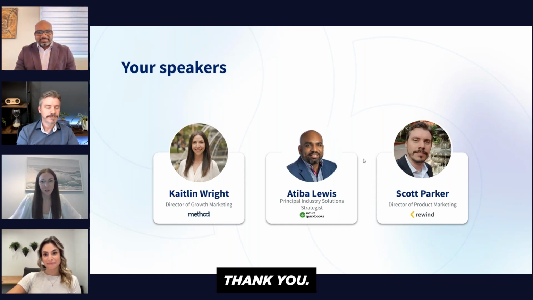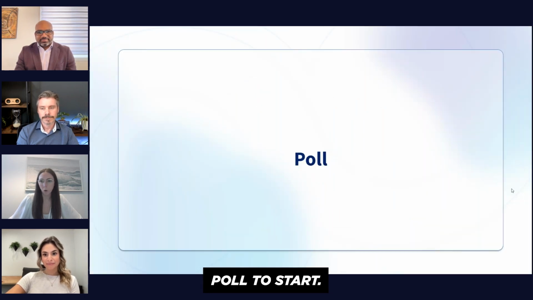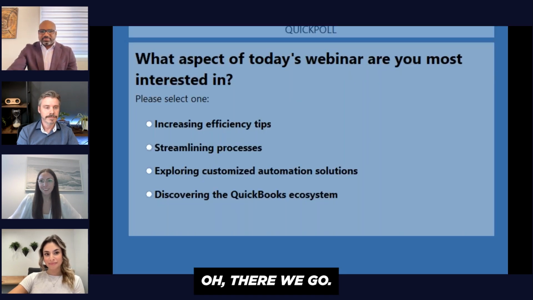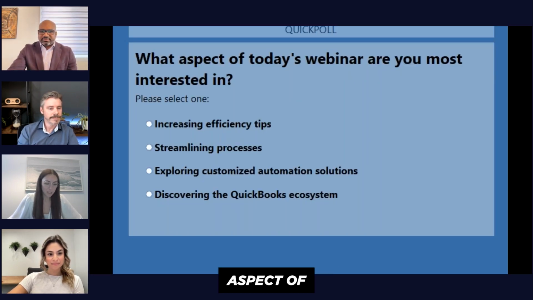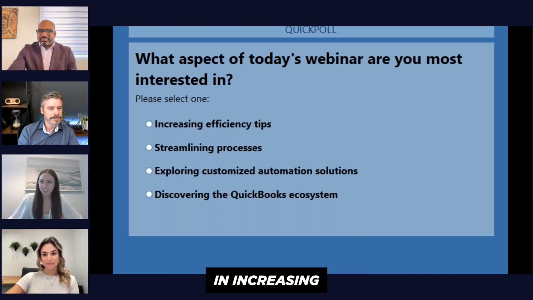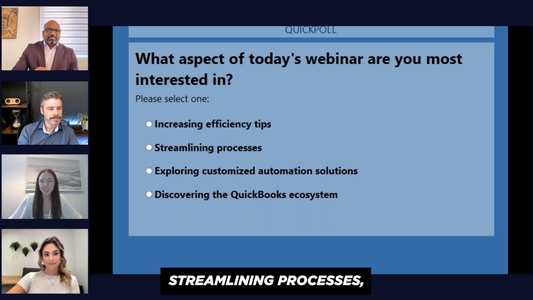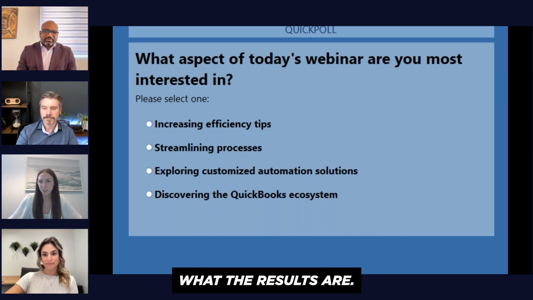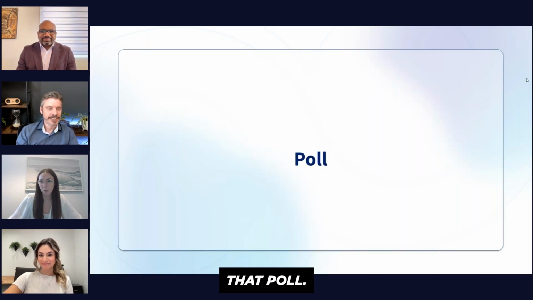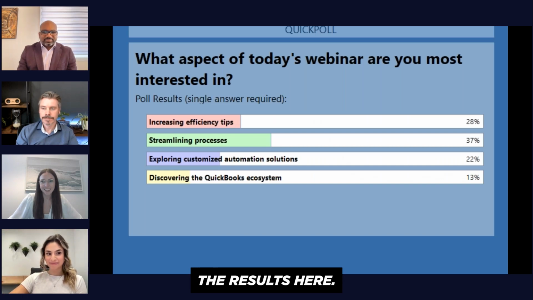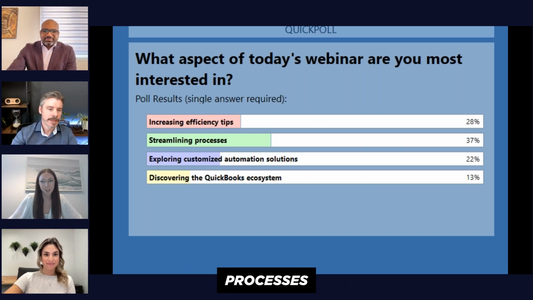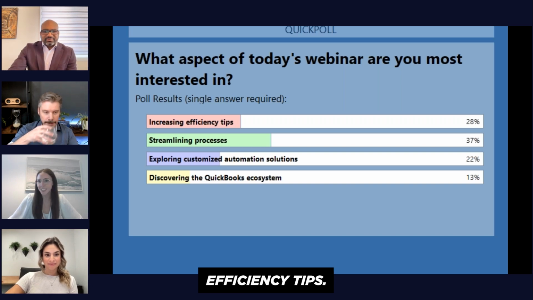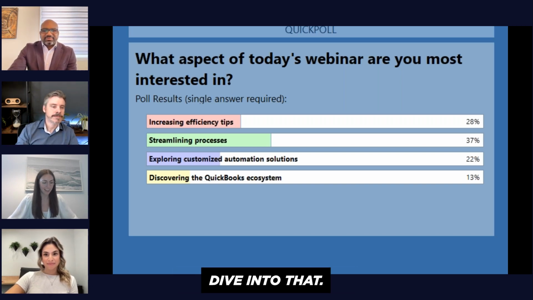Okay, we're going to kick things off with a quick poll to start. Looking to see what aspect of today's webinar you're most interested in. Increasing efficiency tips, streamlining processes, exploring customized automation solutions, or discovering the QuickBooks ecosystem. We'll take a quick minute, get your votes in, and then we can see what the results are. Okay, I'm going to close that poll. You can see the results here. So 37% into streamlining processes and 28% to increasing efficiency tips. All right, well, I'm sure we will dive into that.